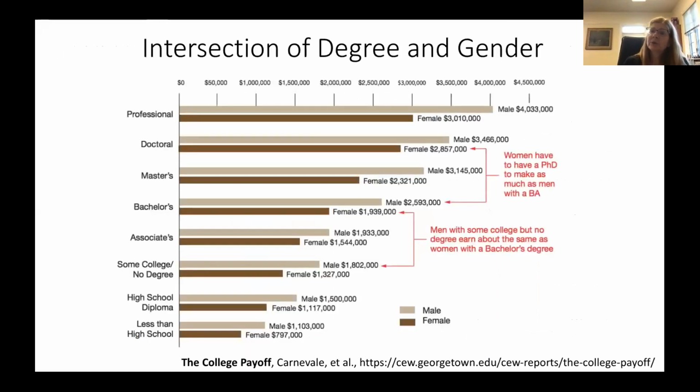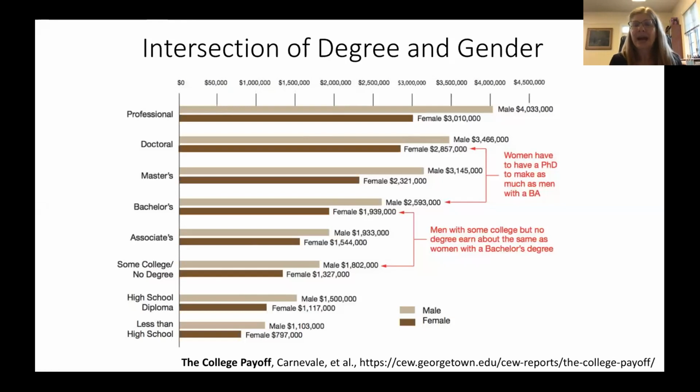Intersection between degree and gender matters also. So income, gender, and we'll get to race in a second. This is some data from Tona Carnevale's shop at Georgetown. And, you know, it's kind of startling, right? Men with some college, but no degree earn about the same as a woman with bachelor's degrees. And women have to have a PhD to make as much as a man with a bachelor's degree.